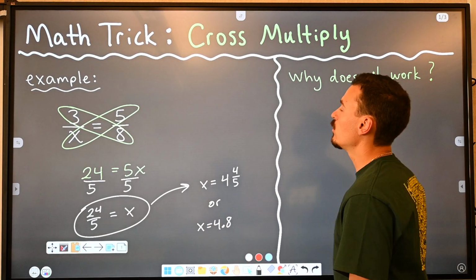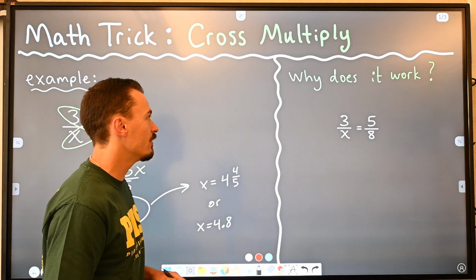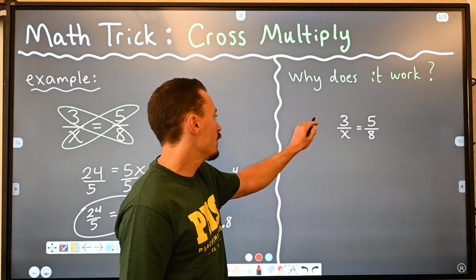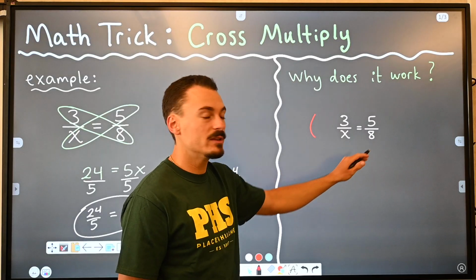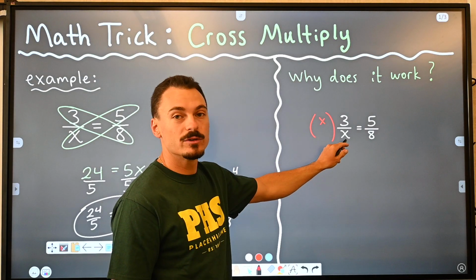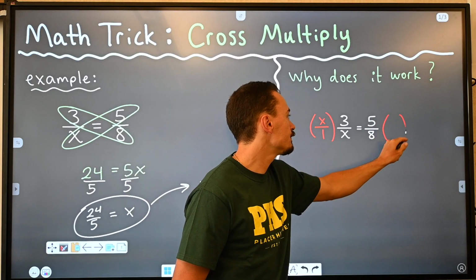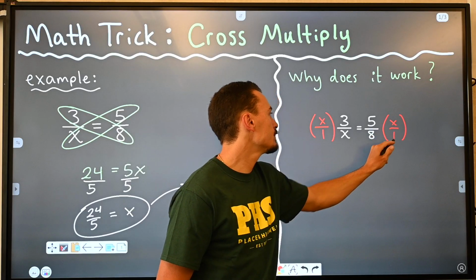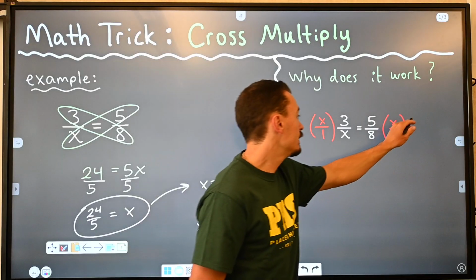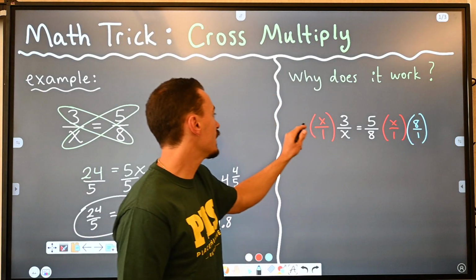Okay, real quick, I want to make sure I explain myself. Why does this method work? Well, the reason is that if we wanted to get rid of the bottom parts of the fraction, we could multiply by whatever's on the bottom over 1 on both sides. Likewise, I want to get rid of the 8, so I do times 8 over 1 on both sides.